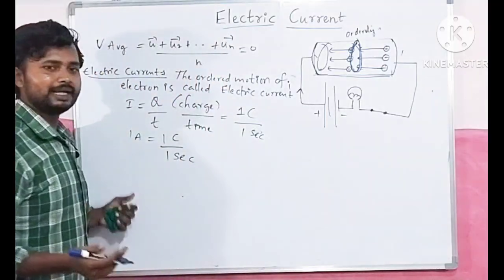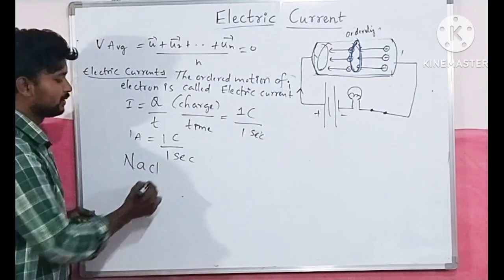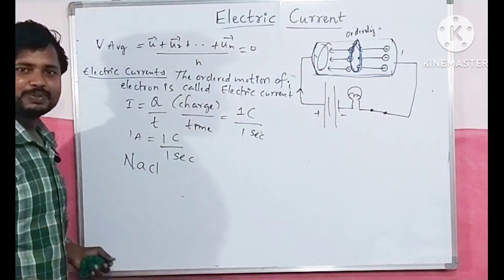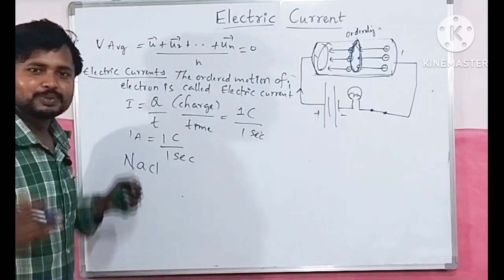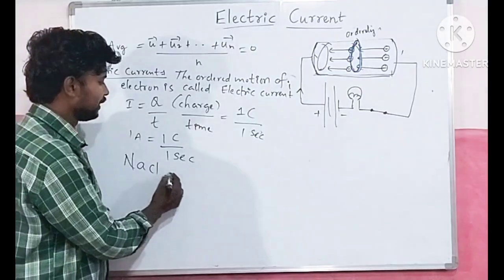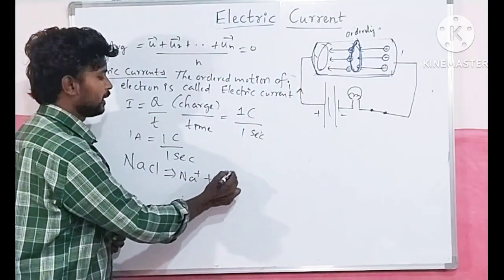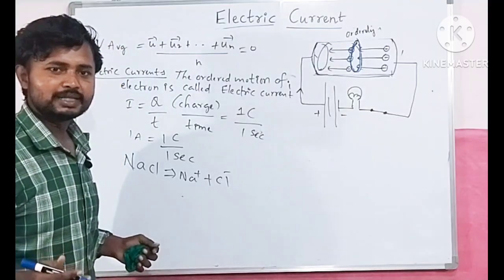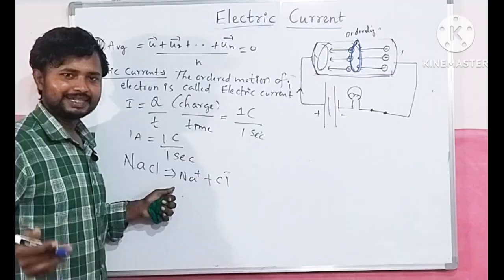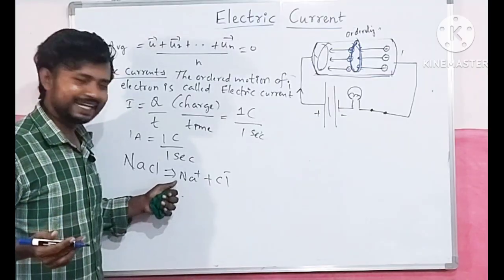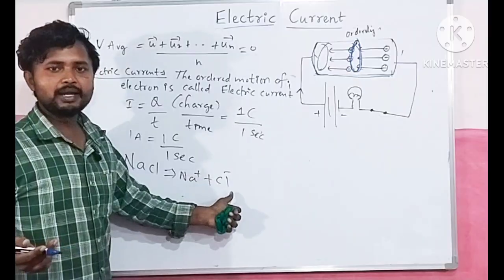When it comes to electrolyte solutions, for example, NaCl is an electrolytic solution. In the electrolytic solution, the positive ions are moving as well as the negative ions. Here it is divided into Na plus and Cl minus. In electrolytic solutions, the current is because of the motion of the ions. Na plus ions, positive ions, are moving, as well as the negative ions.